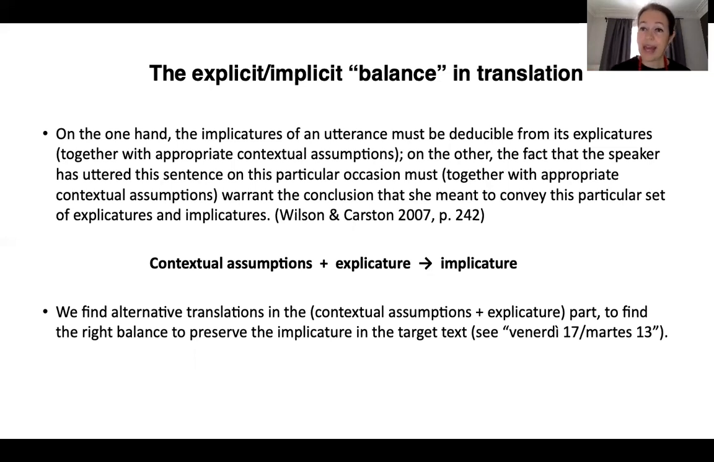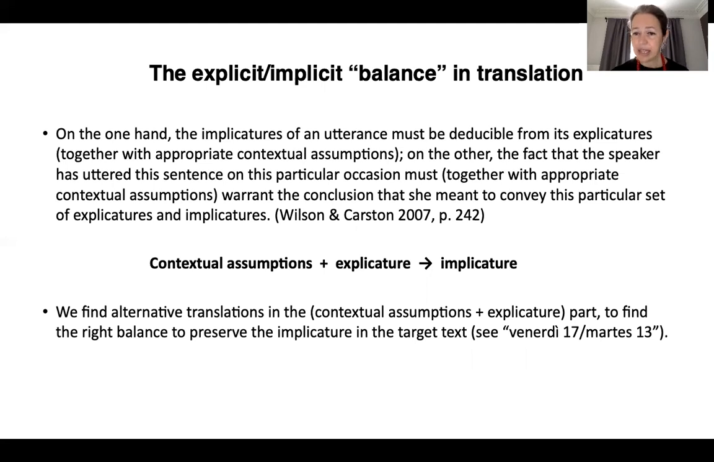On the other hand, the fact that the speaker has uttered this sentence on this particular occasion must, together with appropriate contextual assumptions, warrant the conclusion that she meant to convey this particular set of explicatures and implicatures. So there's a kind of balance between contextual assumption plus explicature that need to warrant the implicature we want to preserve in translation. We find alternative translations just in the contextual assumption plus explicature part, where we can intervene to find the right balance to preserve the implicature in the target text.